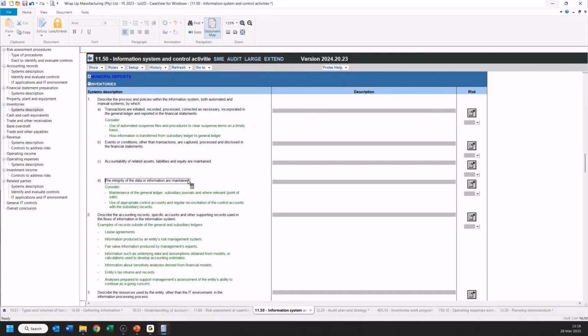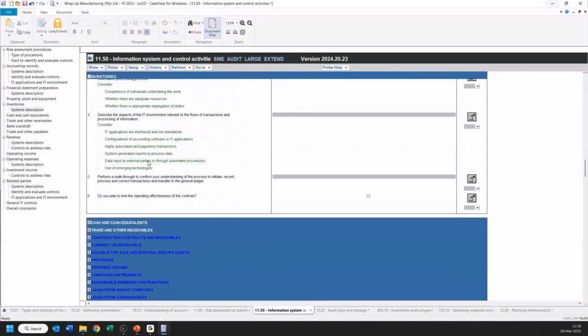What about the integrity of the data? Describe the accounting records, specifically mentioning the records that are used, and so forth. You are prompted on and on and on. What we do see here for step 5 asks you to perform a walkthrough to confirm your understanding of the process. Okay, so let's just be very clear here.